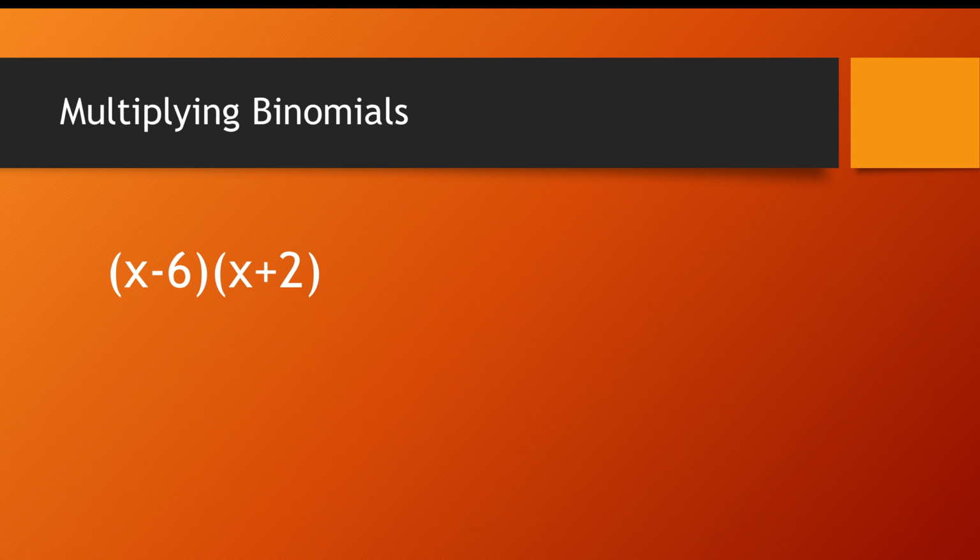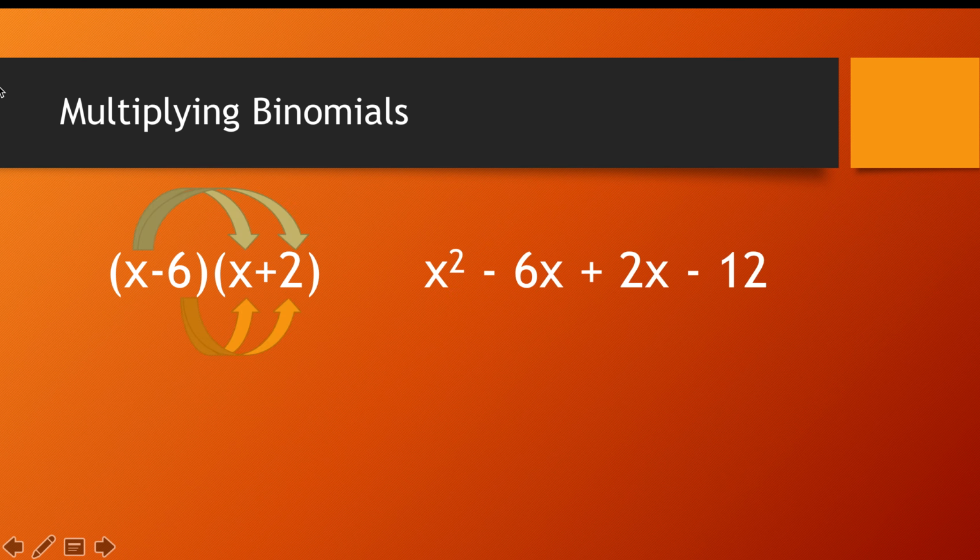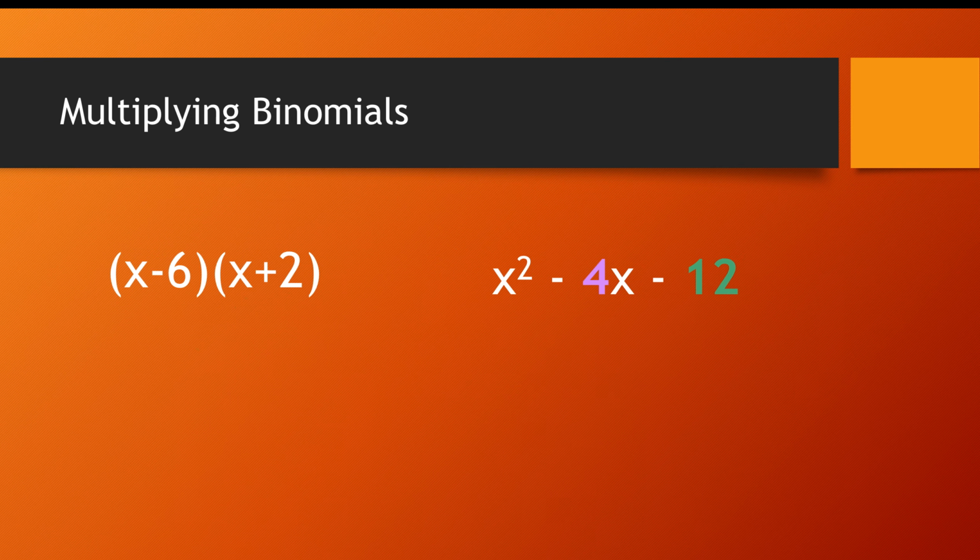Next example, let's just try to preview. We have a -6 and a 2. So when we expand this out, negative 6 plus 2 is negative 4. That should be our x coefficient. And negative 6 times 2 is negative 12. That should be our constant at the end of the expression. And lo and behold, that's what we get. X squared minus 4x minus 12. Because negative 6 plus 2 is negative 4, and negative 6 times 2 is negative 12.